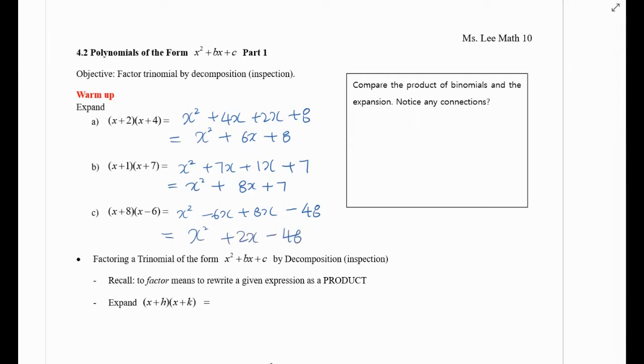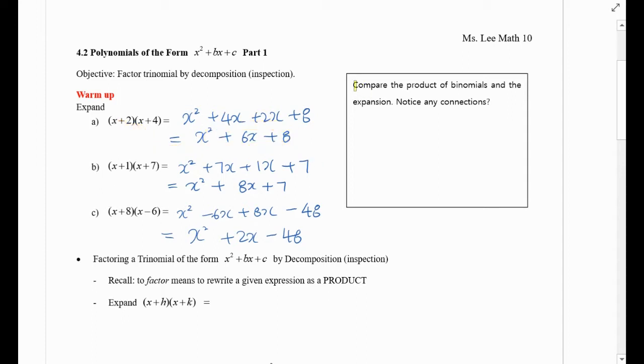Alright, so we expand factored form to expanded form. Okay, so we know how to expand, and today we're going to learn how to factor a trinomial to a factored form. All right.